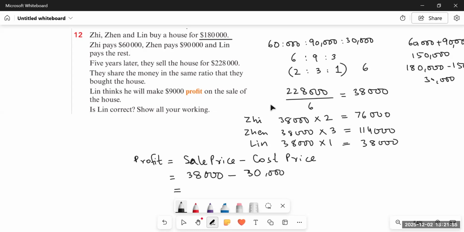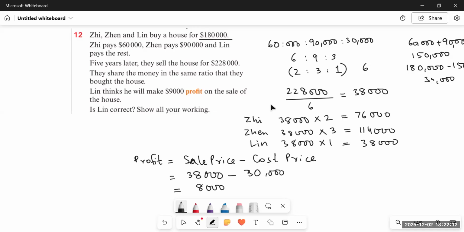So how much profit has he made? Only $8,000, not $9,000. So Lynn is incorrect. Lynn will have a profit of $8,000, not $9,000. Right? You can easily find out the profit for the other two, Z and Zen.